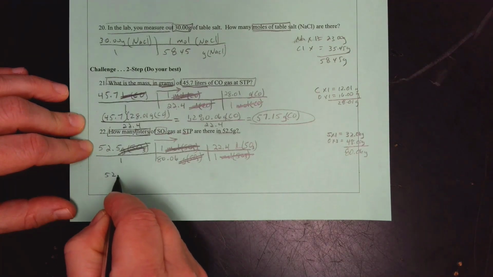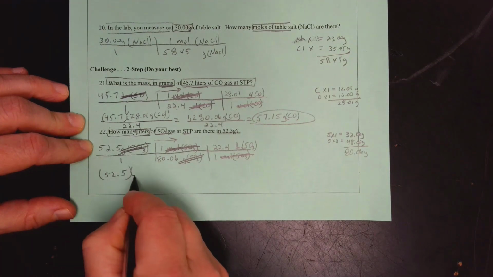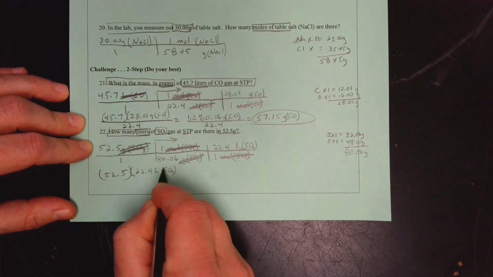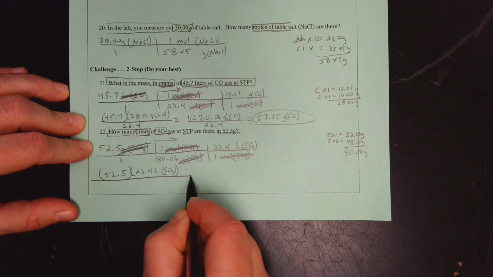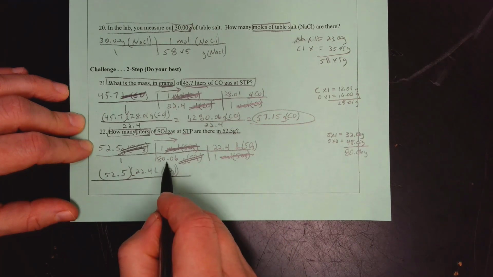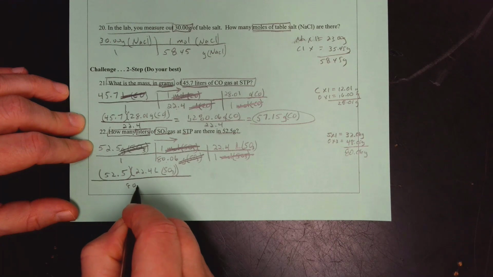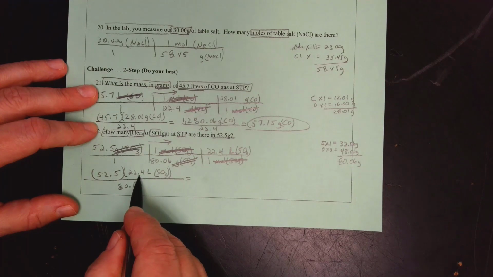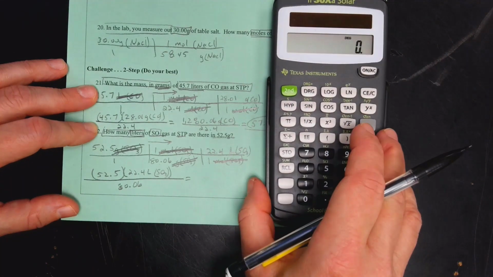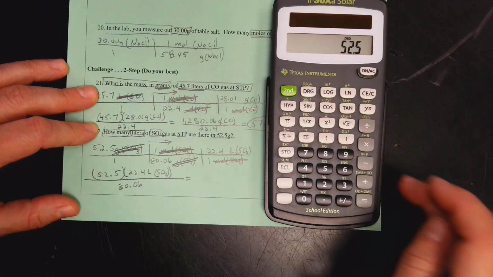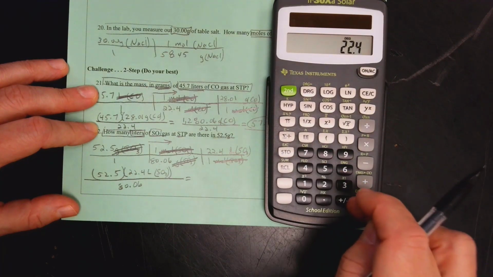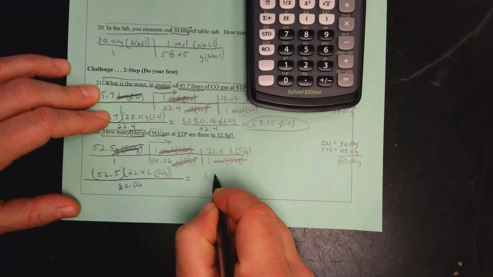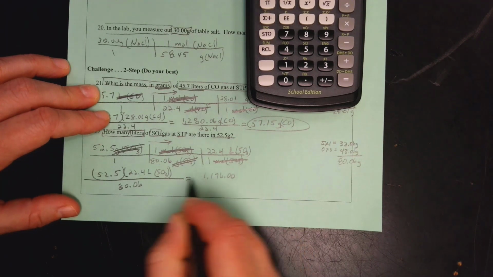So 52.5 times 22.4 liters of SO3 over, the only thing that really is left is this number right here, 80.06. Now, like I said before, we want to do our multiplication first. So let's go ahead and do that first. And I've got 52.5 times 22.4 equals 1,176. I'm going to go ahead and just say 0.00.